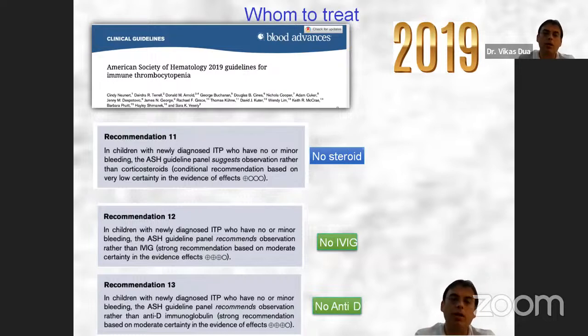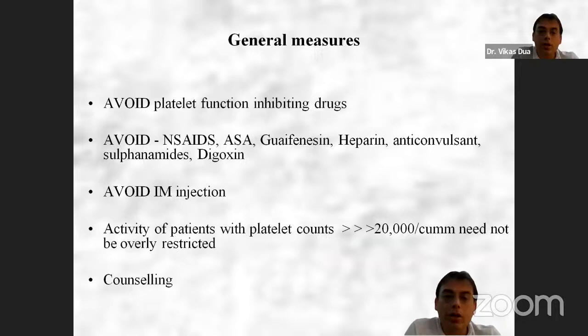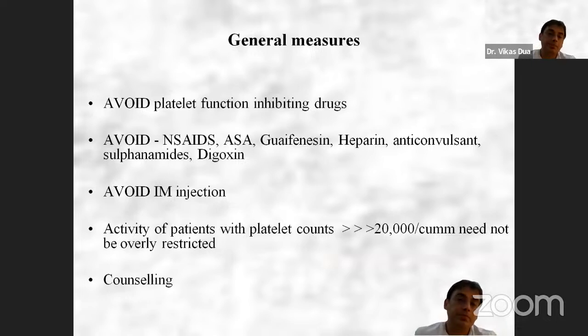That means don't just look at the platelet count, look at the bleeding manifestations. We need to know the general measures. In a case of ITP, avoid platelet function inhibiting drugs. A patient who has got ITP, you cannot recommend tablets like brufen or mefenamic acid, because these medicines can have an effect on the platelet function. A patient who already has got a low platelet count and you recommend these medicines, they can bleed.